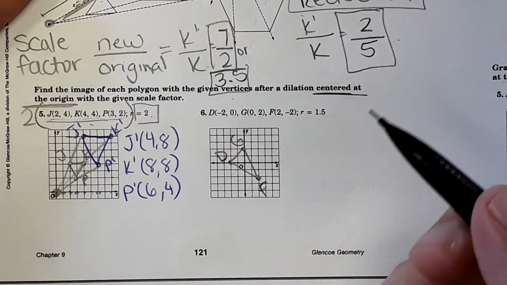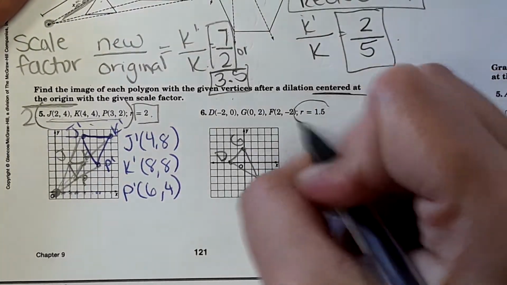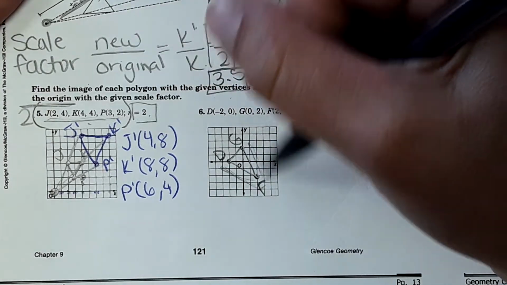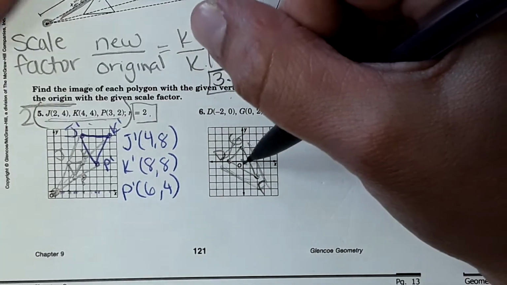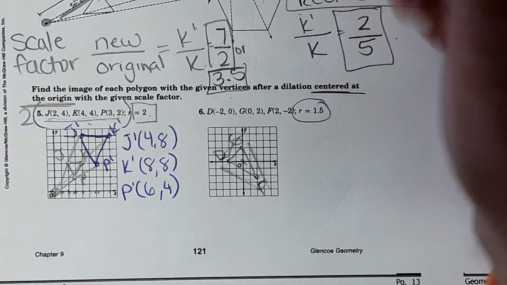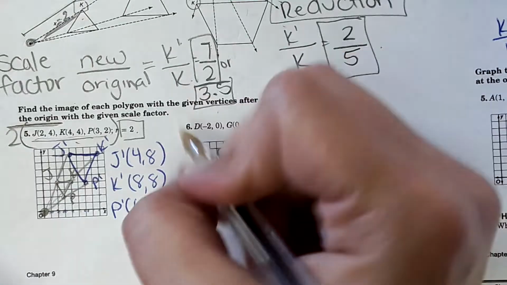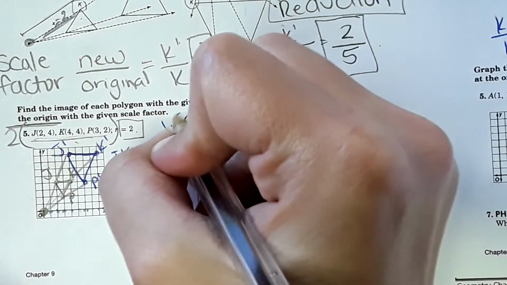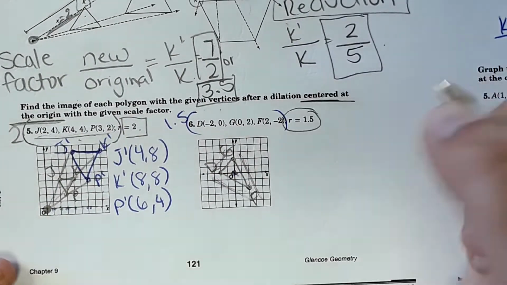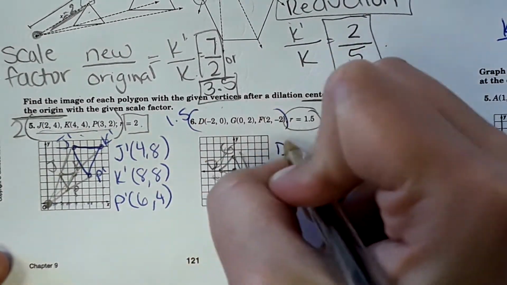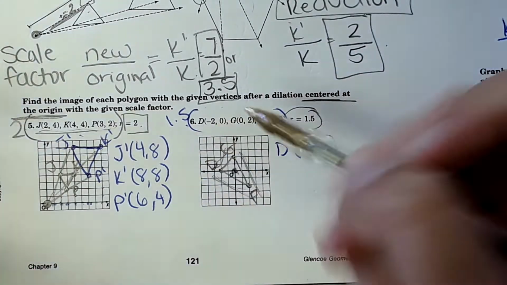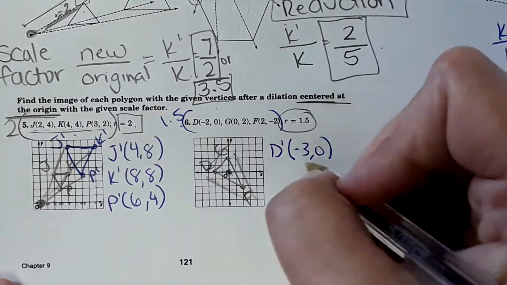Okay, and then for the dilation, the scale factor is 1.5, so the new shape is going to be 1.5 times, so it'll be a little bit larger than this original. It's centered at the origin, so it's just going to grow from the origin. As far as the exact points, all we're going to do is multiply all these coordinates by 1.5. And you can only use this when it's centered at the origin. So D prime is now -3, 0. If you did 1.5 times -2, you'd get -3.